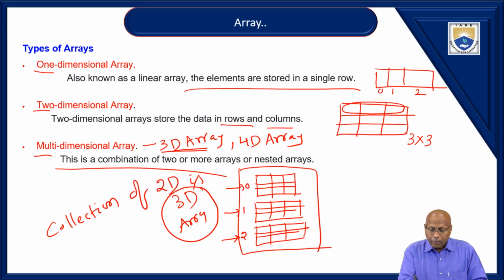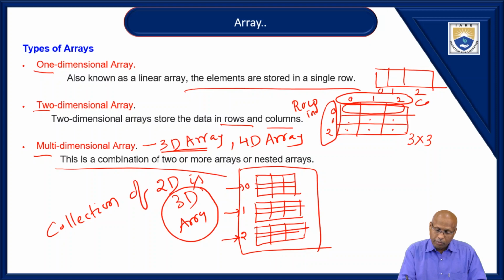So please remember, for a 1-dimensional array, the starting index is 0, then 1, then 2. For a 2-dimensional array, there will be 2 indexes. 0th row, 0th column. 0th row, 1st column. 0th row, 2nd column. Similarly, 1st row, 0th column. 1st row, 1st column. 1st row, 2nd column. Similarly, this is 2nd row: 2nd row, 0th column. 2nd row, 1st column. 2nd row, 2nd column. So every element of a 2-dimensional array is referred by 2 indexes. One is the row index, the second is the column index. So these are called row index, and these are called column index.